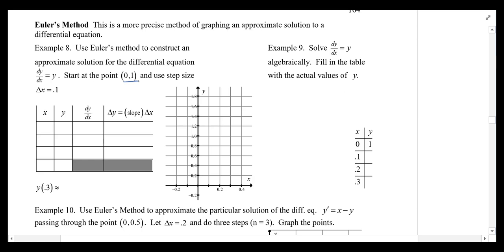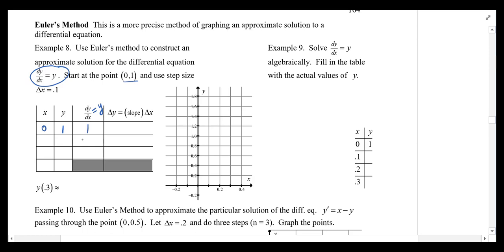I like to make this little chart with a table because I think it organizes the work really well. So x is 0 and y is 1. Now, you need to figure out the derivative at that point. The derivative for example number 8 is given by the equation dy/dx equals y. So that just equals the y value, which is 1.